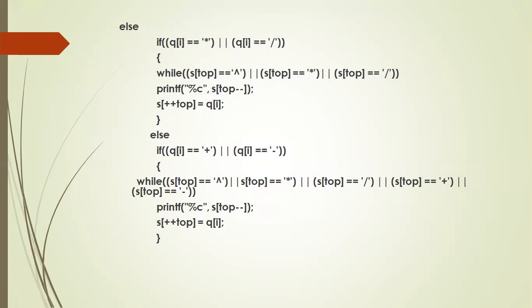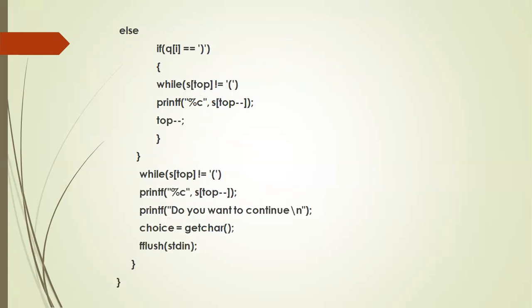So all the three possibilities are just a repetition. When power comes, you have to check for the presence of one more power. Whenever star or slash comes, you check for the presence of power, star, slash. Whenever plus and minus comes, you have to check for the presence of power, star, slash, plus, minus.